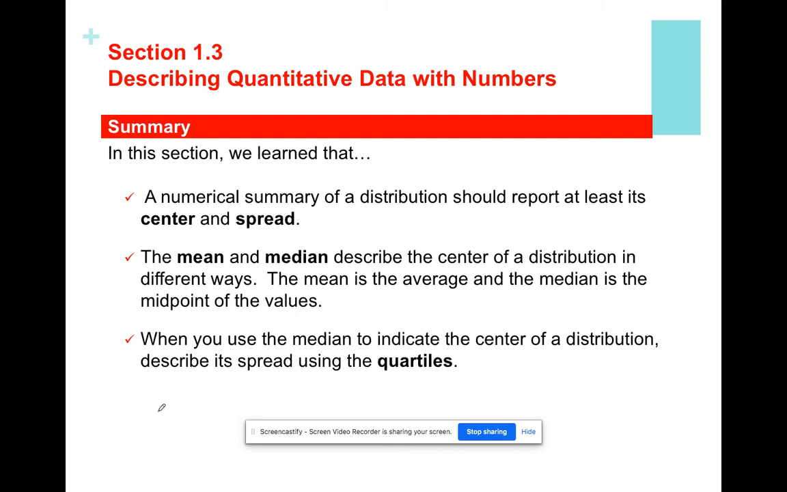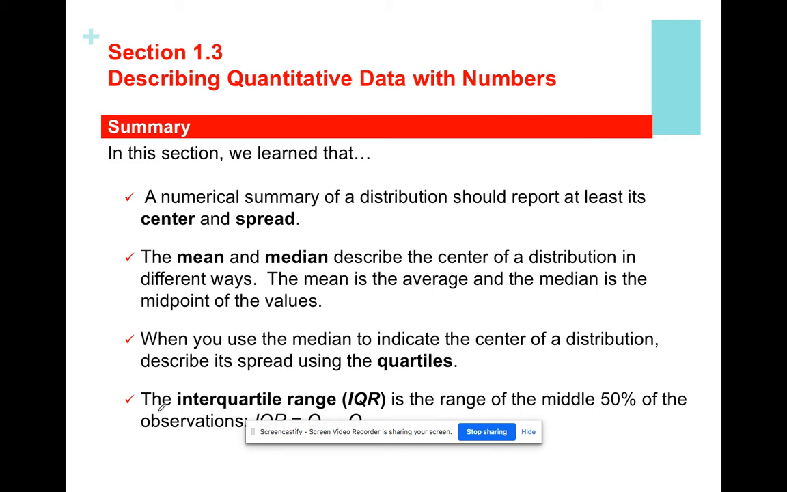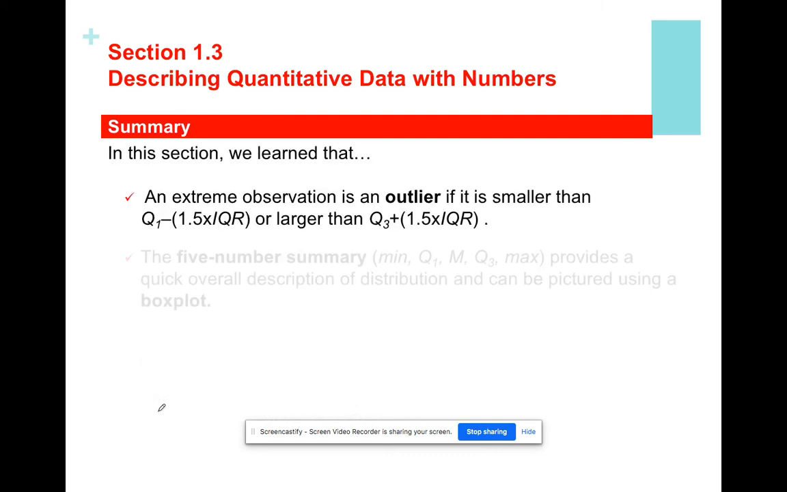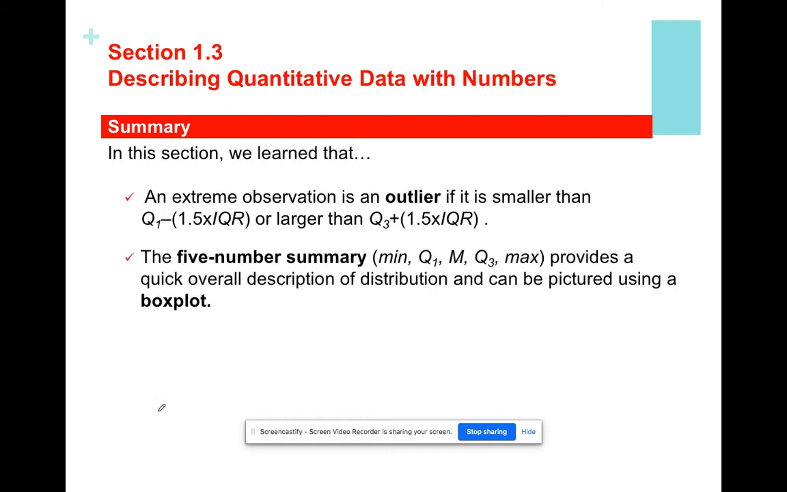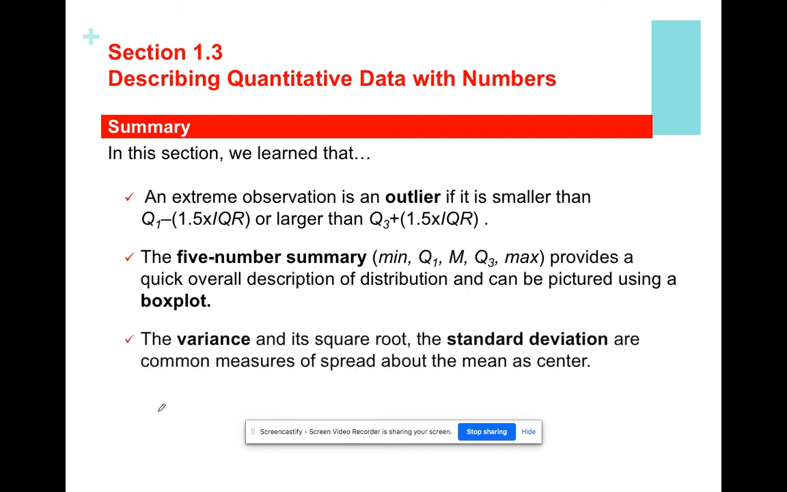And then if we're using the median, we can describe the spread with the IQR, which is really just showing us the middle 50% of observations. We also know how to check for outliers using that 1.5 times the IQR rule. And then our 5-number summary can help us make a box plot like we saw earlier today.